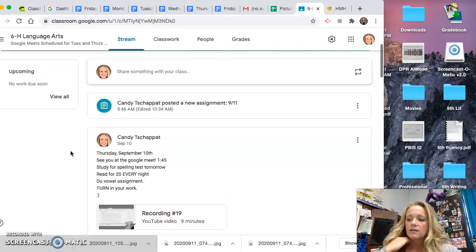And then the next thing on the list was we talked about text structure a little bit, and the one we focused on was cause and effect. I don't know why I put your stuff away already.